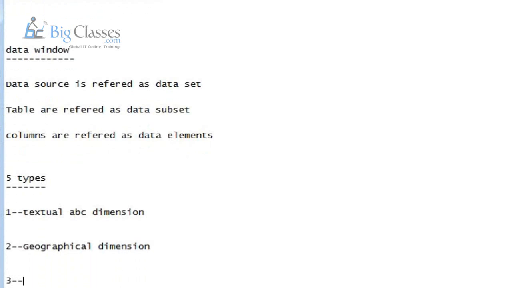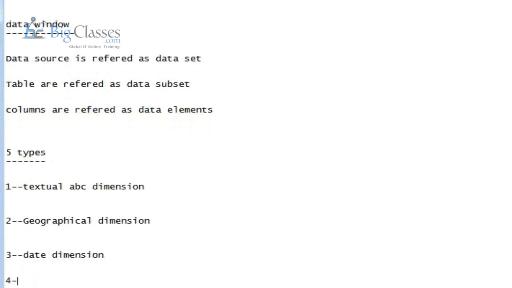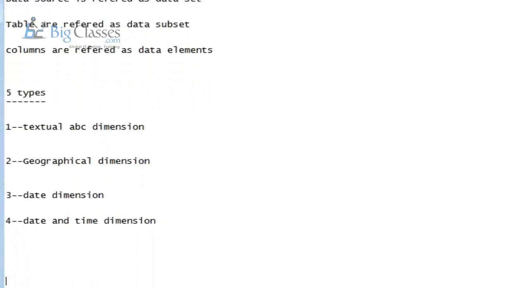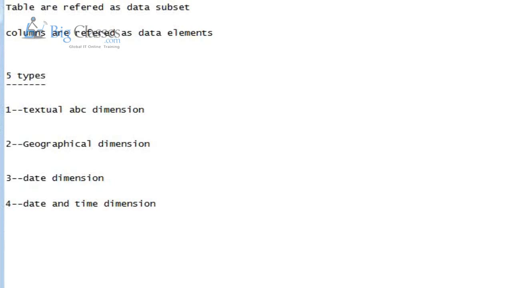Any column which is represented with the calendar symbol, you can see it here, like order date. That is what is called a date dimension. And you can see the other one, ship date. Ship date is a date and time dimension. So: textual ABC dimension, geographical dimension, date dimension, date and time dimension.